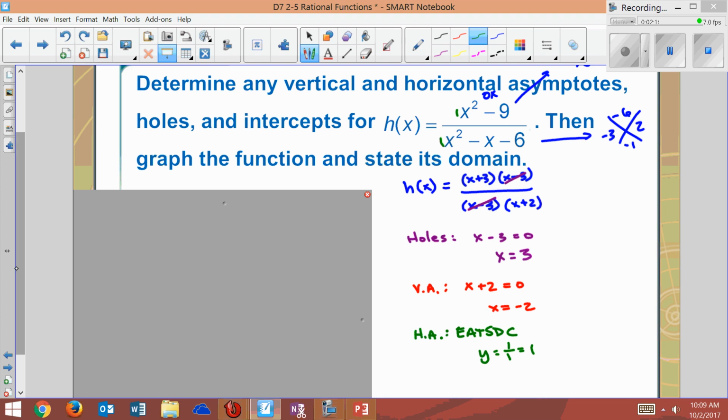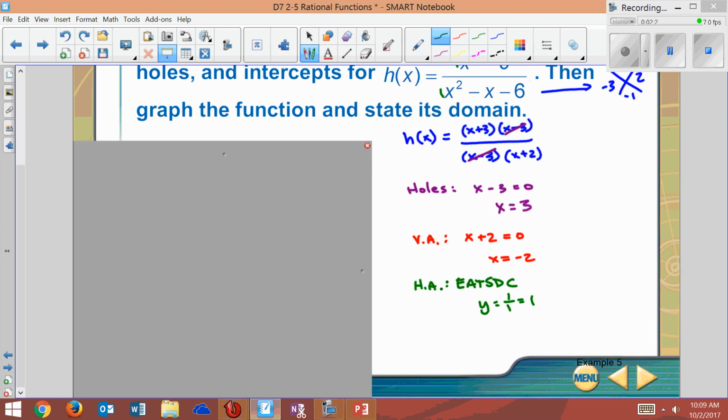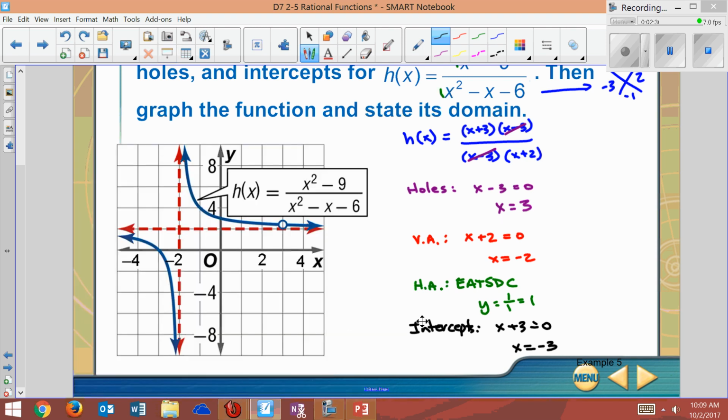And then finally, I can finally say finally, intercepts. That's when the top equals 0. So what's left over is x plus 3 equals 0. So we should have one at x equals -3. Now, this picture does have one mistake, and I'll show it to you. First, let's start here. Intercepts. I do have one of those at -3, 0.